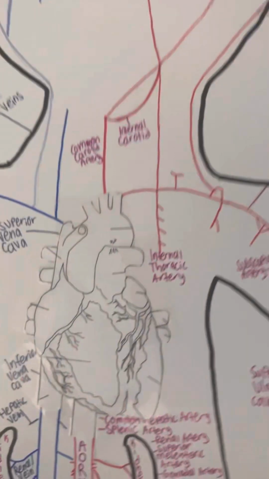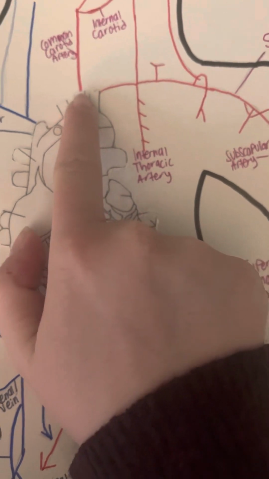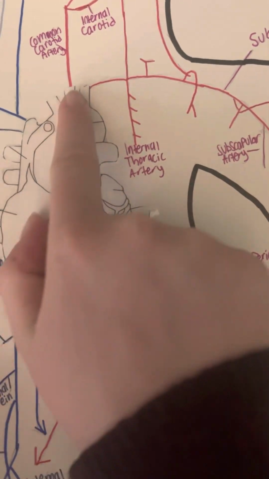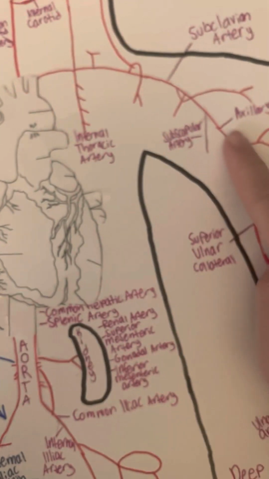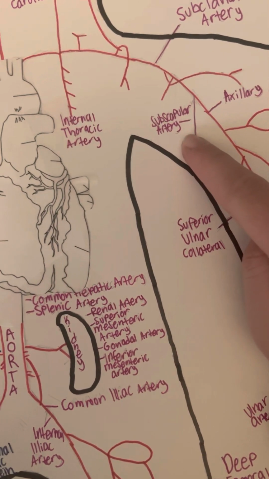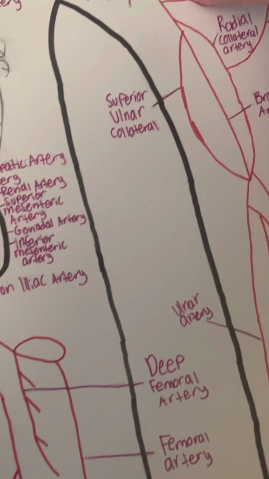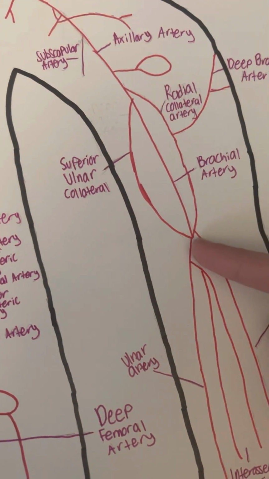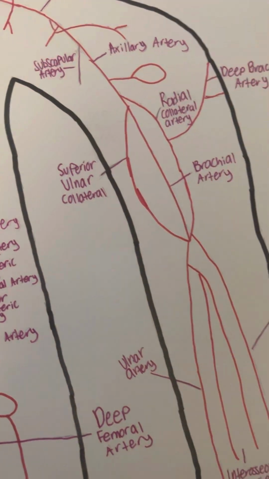And then coming out of the top right here, for this part, let's see, you have the subclavian artery coming out here down to the axillary artery, and this comes off as the subscapular artery. And then that drains into this radiocollateral artery, which leads to the deep brachial artery.